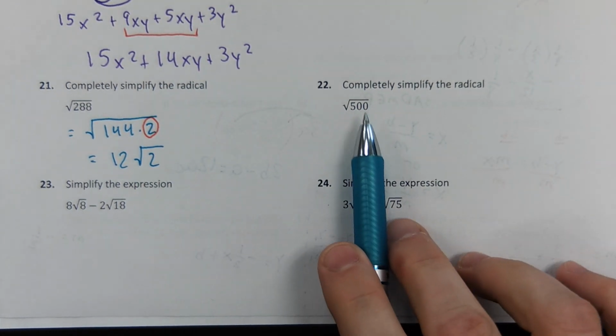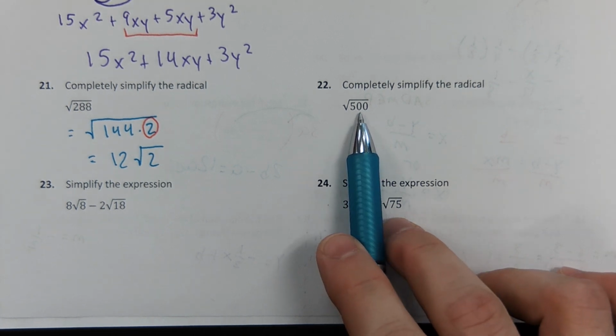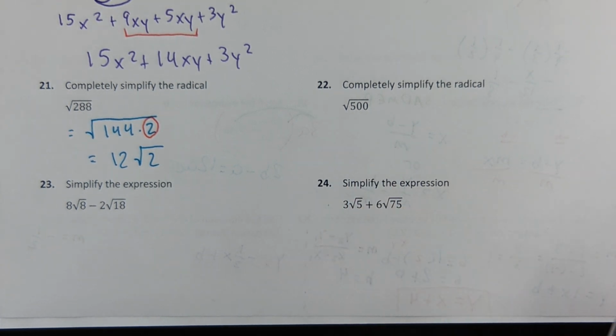This one's really, really easy to do. 100 is a perfect square. This is 100 times 5. Split it that way.